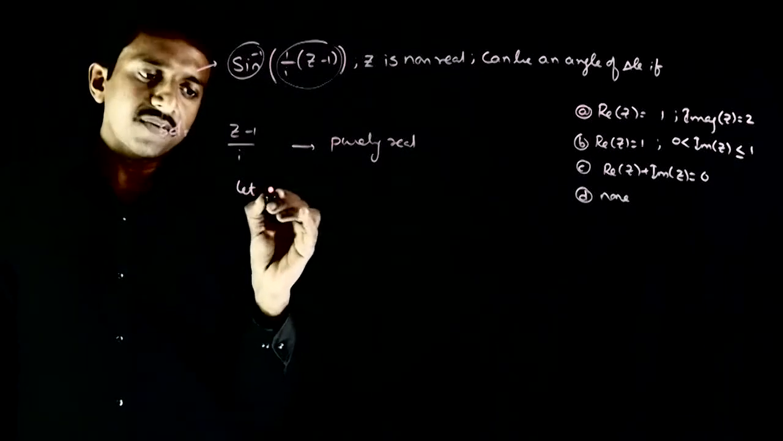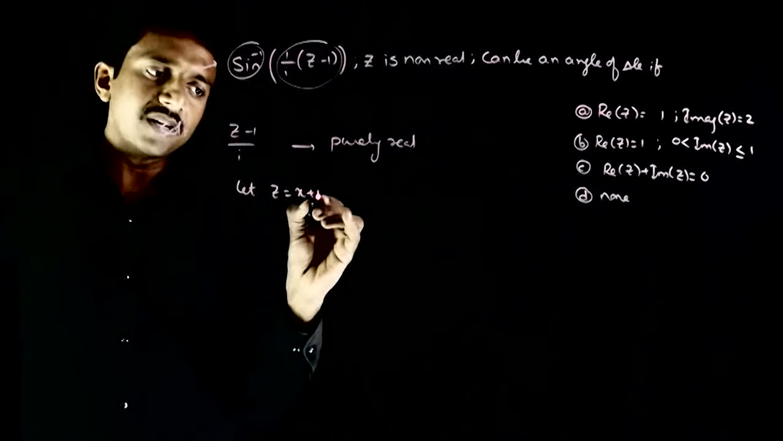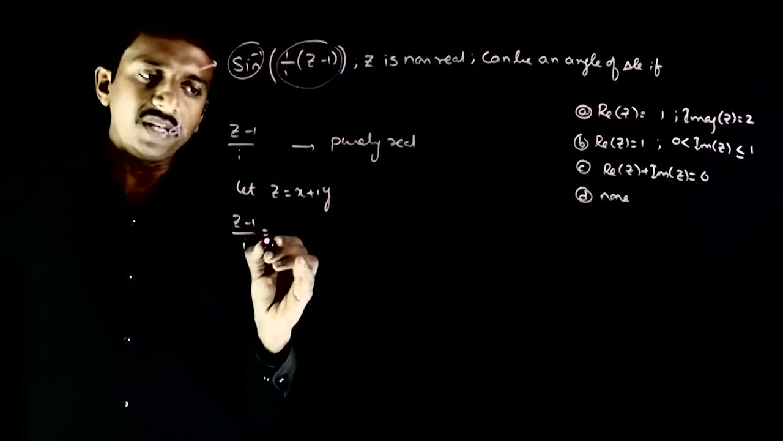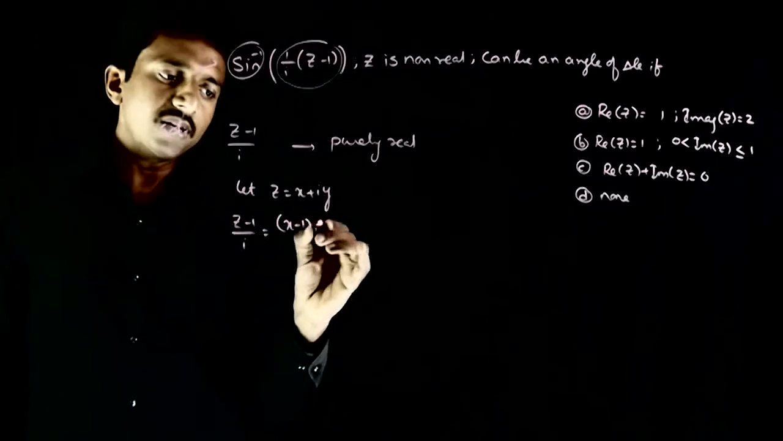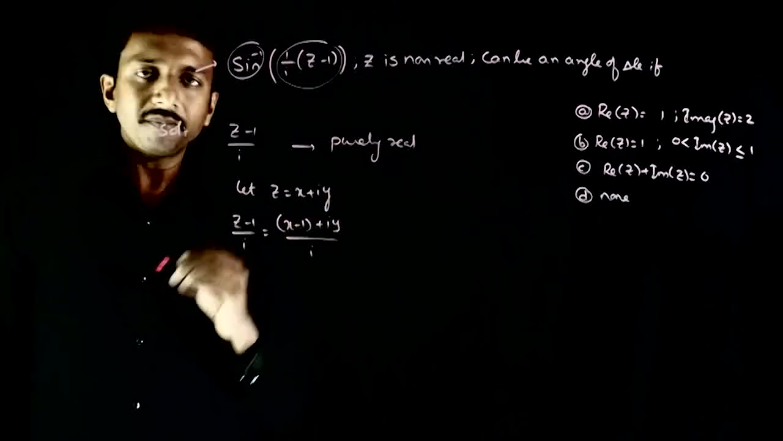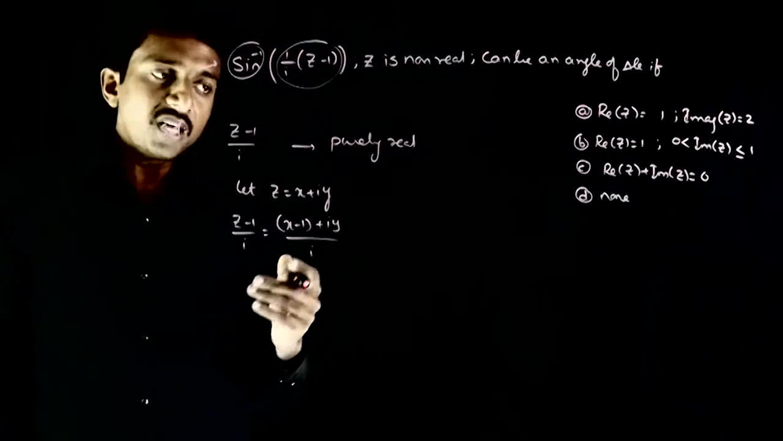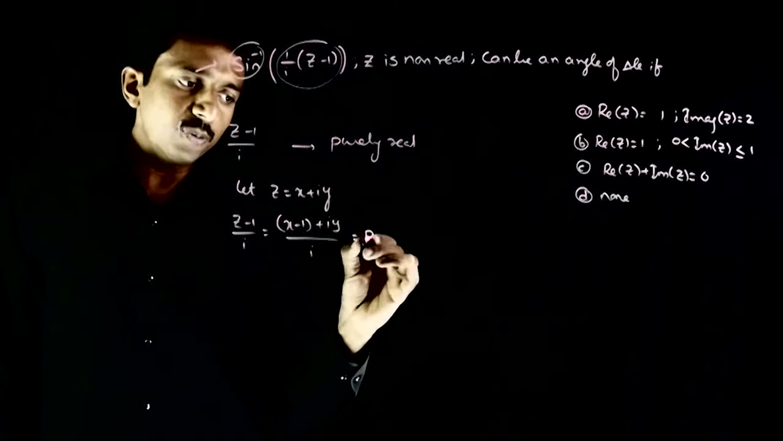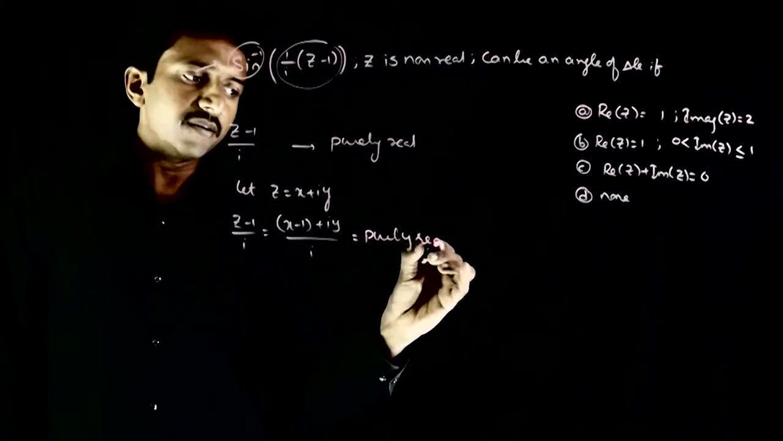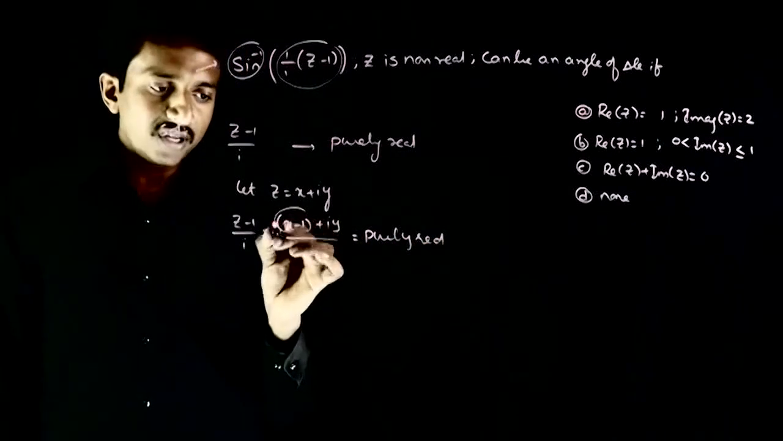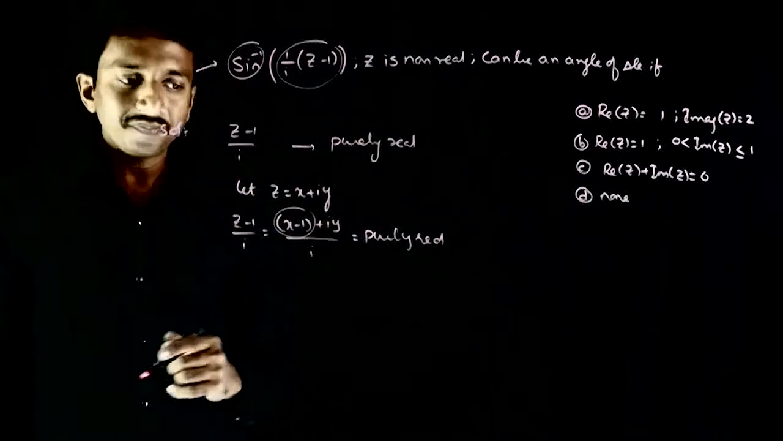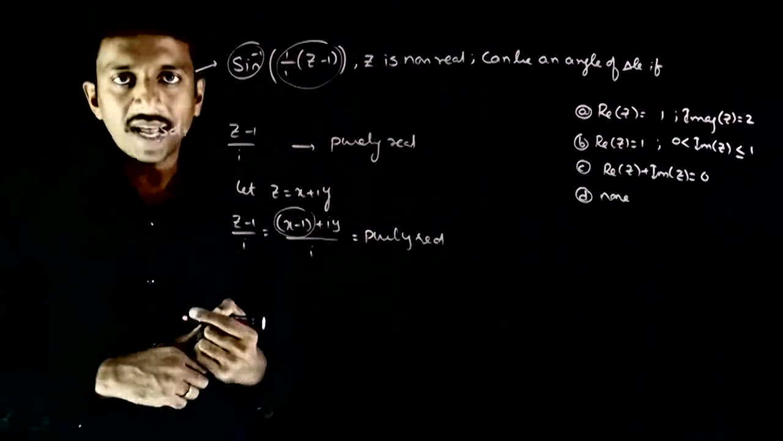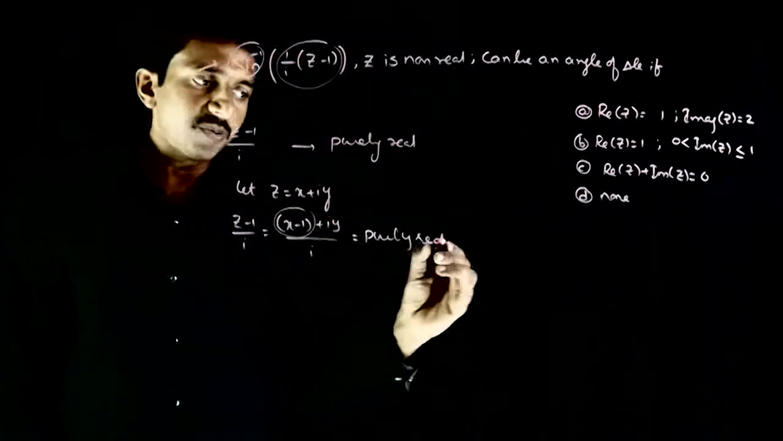So first I'll start with let z is equal to x plus iy. So (z minus 1)/i will be equal to ((x minus 1) plus iy)/i. So if this has to be purely real, can you see that this is purely real if and only if this term has to be equal to 0. So ये वाला term 0 है तो तब iy by i and i will get cancelled out, you get a real number. This is purely real.